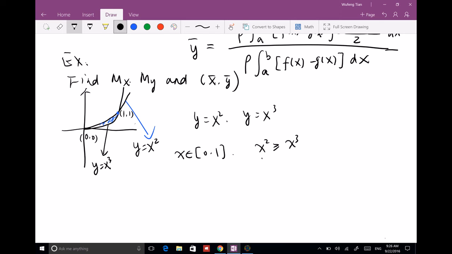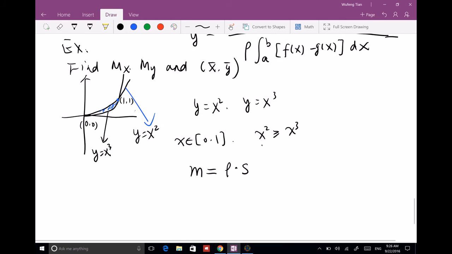So here we use the formula for mass: m equals rho times s. Since it was rho times v, but because we have two dimensions, we just do rho times s here. So s is the area of this region, the area from 0 to 1. Does it ask you to find the mass? It doesn't say anything about the mass, right? So we can directly use that formula if you want, but we can just do that.